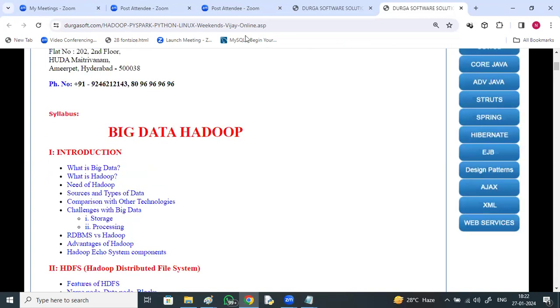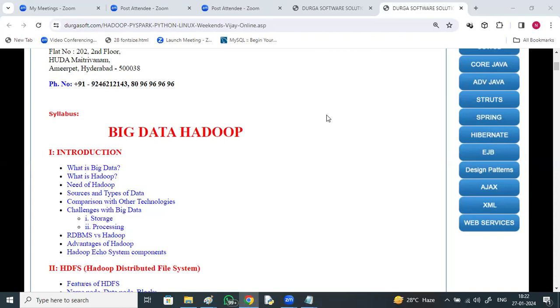Hello, Vijay sir. I have paid 12,000 for Linux. So how will it be for me? Whatever is there for big data and Hadoop, will it be covered? Hadoop, PySpark, and Linux will be covered, except Python.